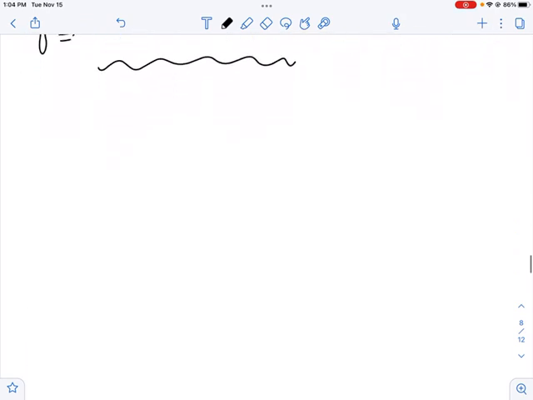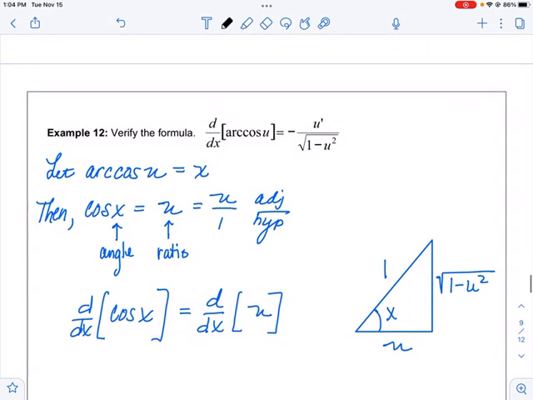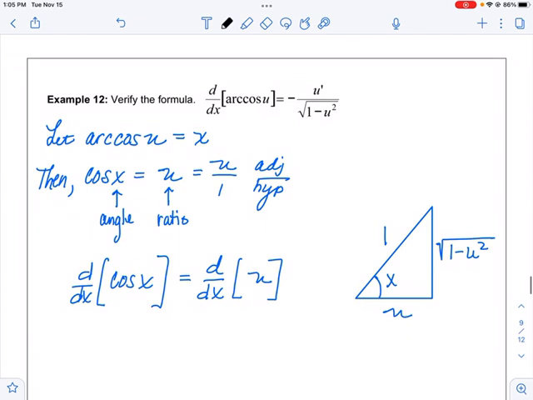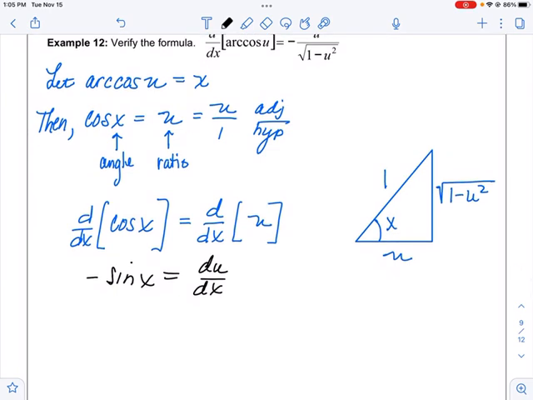I have a couple other problems. I have a very quick one. The derivative of arc cosine of u is equal to negative u prime over the square root of 1 minus u squared. In this I just want to verify the formula. I did this in class one time. So I said if you have arc cosine u is equal to x, then cosine x is equal to u. So we're going to have negative sine x times dx on this side, and on this side, we simply have du. So du dx is equal to negative sine.